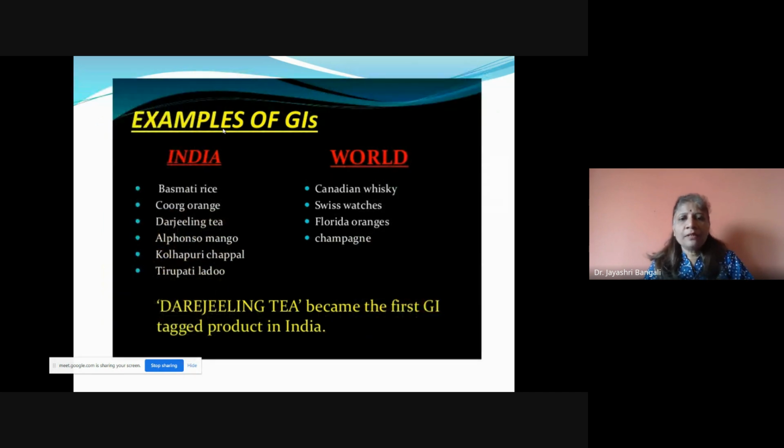Other examples of GI are basmati rice, Coorg orange, Darjeeling tea, Alphonso mango, Kolhapuri chappal. There are so many things that come under the GI.